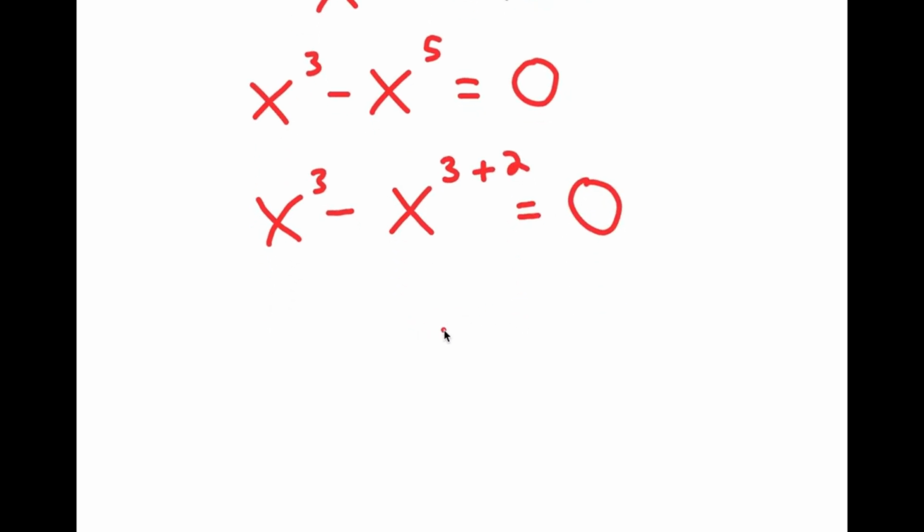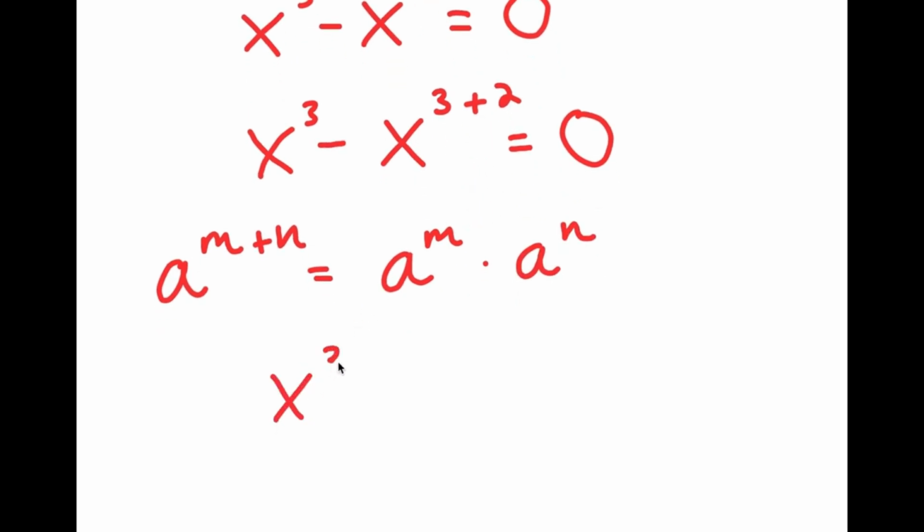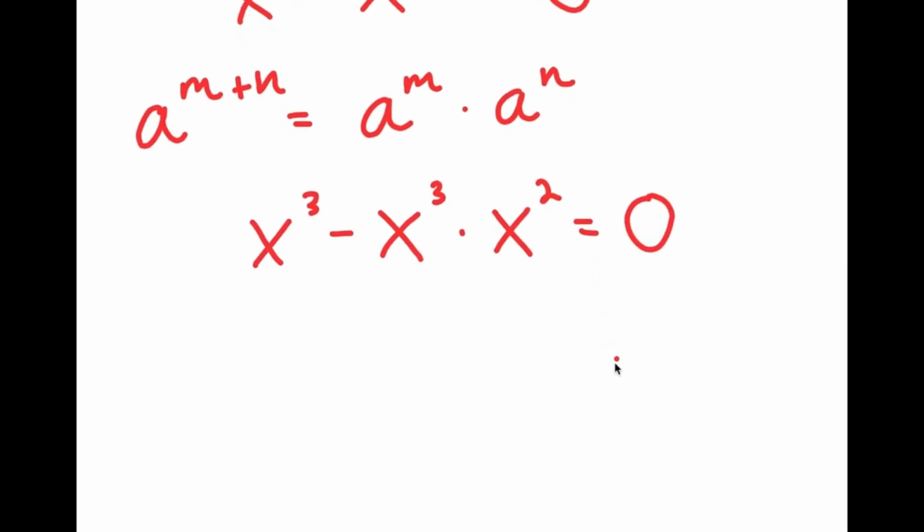And an important property of exponents is that if I have something in the form a^(m+n), this is equal to a^m times a^n. So x^(3+2) is going to equal x^3 times x^2. And now I'm going to factor out x^3. So I get x^3 times (1 - x^2).